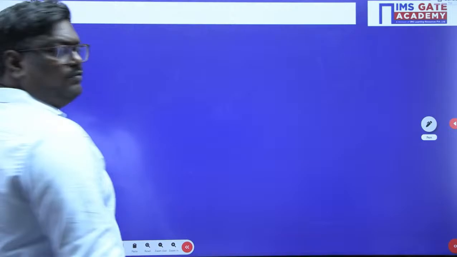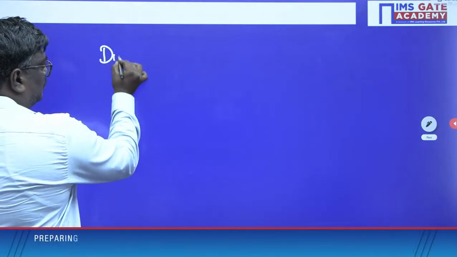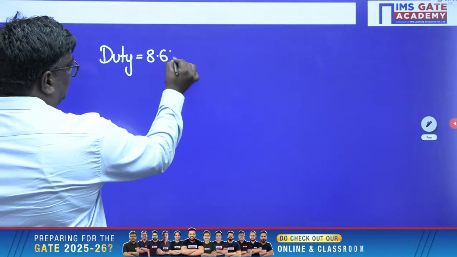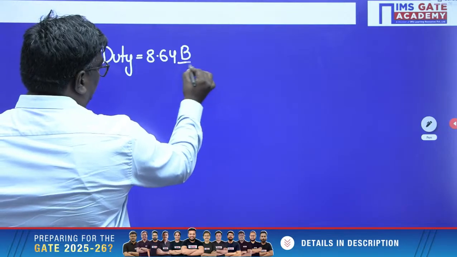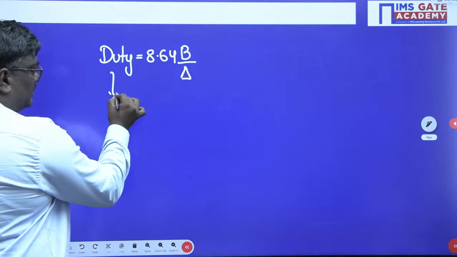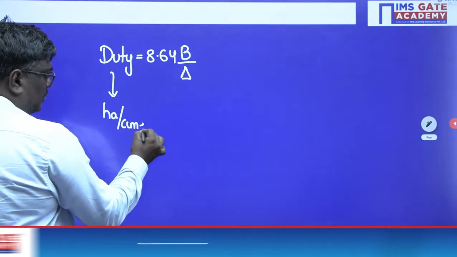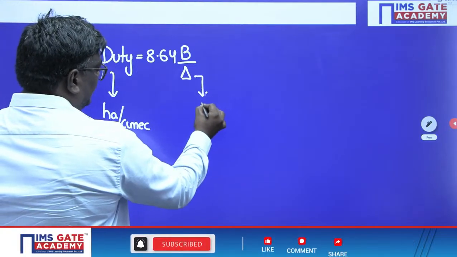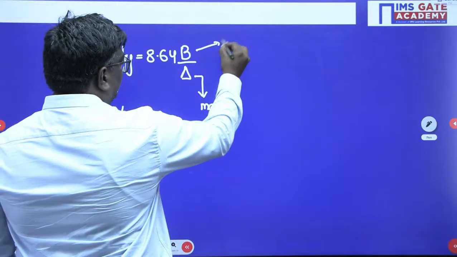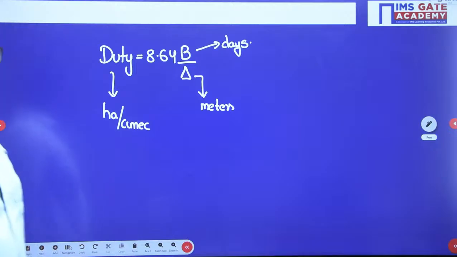He is asking, first of all, you should know this. Duty is equal to 8.64 B upon delta. Duty will always be in hectare per cubic meter, delta will be in meters, and base period will be in days. This is the basic formula.